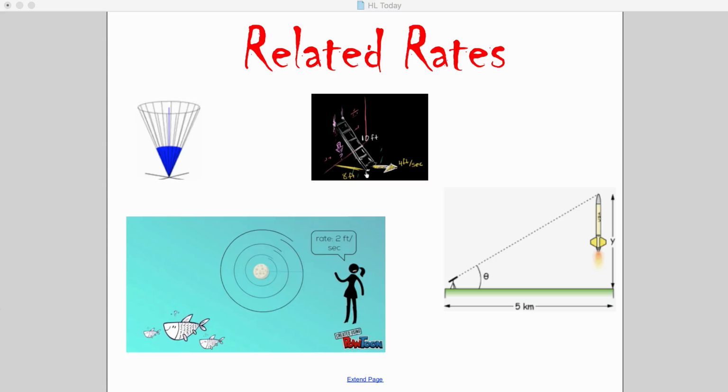And today we are talking about related rates. And we're going to use the calculus to determine the related rates. So let's get to it, shall we?